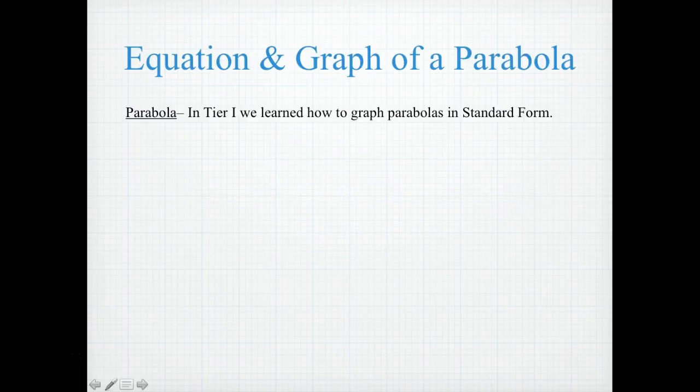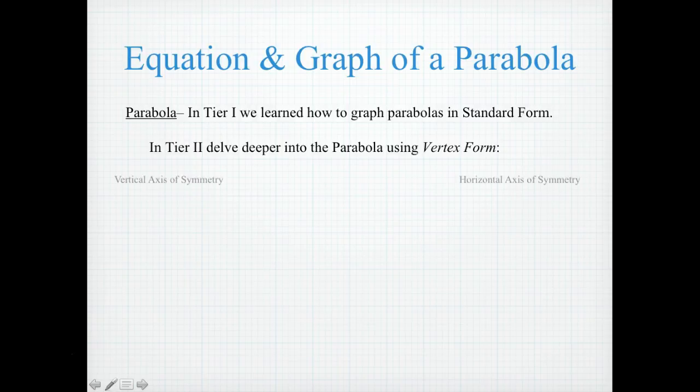In Tier 1, we learned how to graph parabolas using standard form. If you remember, standard form is y equals a times x squared plus b times x plus c. In this class, we're going to delve a little bit deeper into the parabola. In this case, we're going to use vertex form. Now, vertex form comes in two different types.